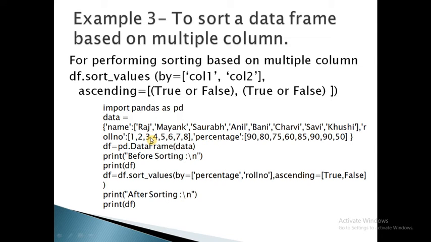This is the same example before sorting. Now in df.sort_values we are taking by is equal to percentage comma roll number. Means we want to sort according to percentage first and then according to roll number. So if there are many same percentages, then we want to sort according to roll number. Percentage is sorted in ascending manner, and roll number is sorted in descending order.